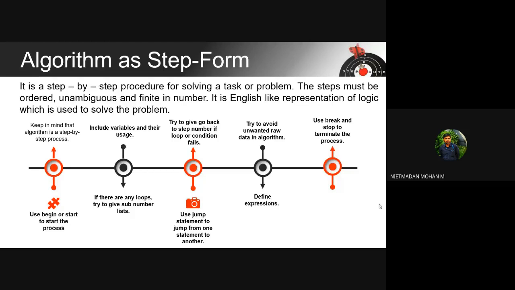So, looping, jump, and try to avoid unwanted raw data in an algorithm. Raw data, in the sense that if you are going for major calculations, the backbone of your project, you don't need to describe all the backbones of your project in the algorithm. You can describe it in simple words that a developer will understand.